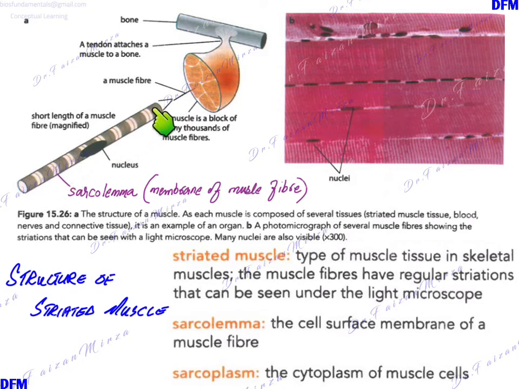Now in the single muscle fiber, again, you can see there are stripes at regular intervals. There is a nucleus present in its periphery, and the membrane of this muscle fiber is called the sarcolemma. Sarcolemma is the cell surface membrane of the muscle fiber. Sarcoplasm is the cytoplasm of the muscle fiber.